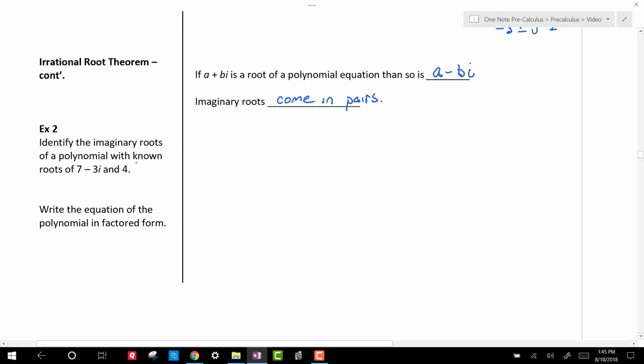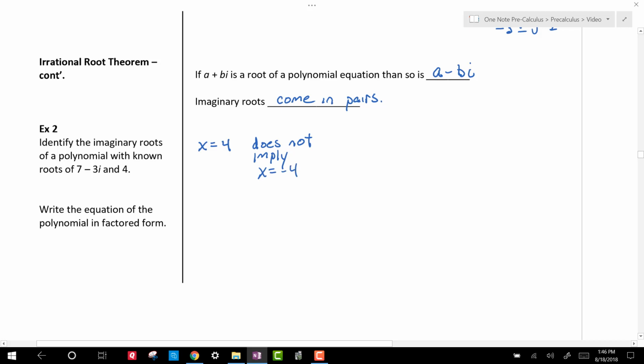It says identify the imaginary roots of a polynomial with known roots of 7 minus 3i and 4. So I'm going to start with 4 here. If you look at the number x equals 4, that is not irrational. There's no i value, and it's not a root value. So it doesn't fit with my first theorem either. There's nothing in here that implies that x equals negative 4 is a root. So a whole number or a decimal or a fraction by itself does not imply x equals negative 4. So I'm not even going to worry about that.